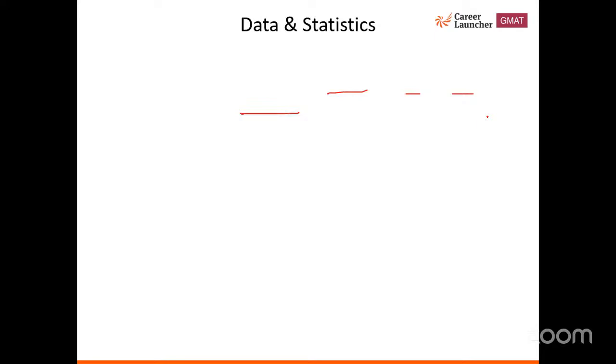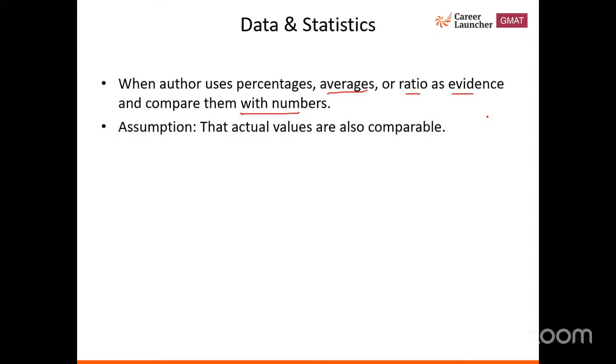So whenever we have such an argument type where the author compares percentages with numbers, you got to be mindful of the fact that actual values are also comparable. That is what the author is assuming, right? So the author is assuming that the actual values are comparable, are similar. Are we clear here, everyone? Right then.